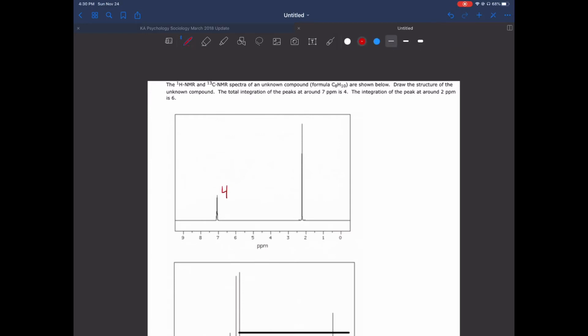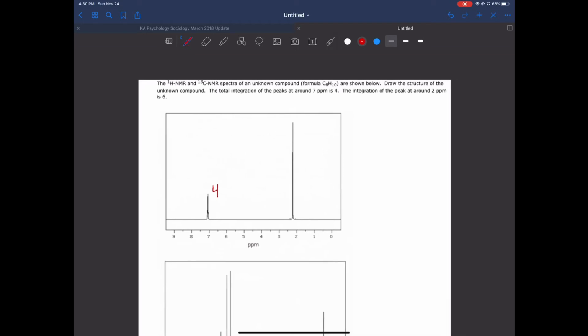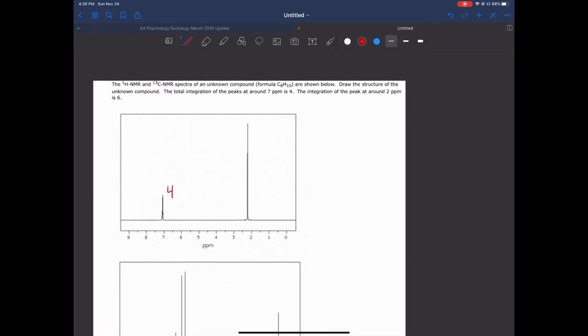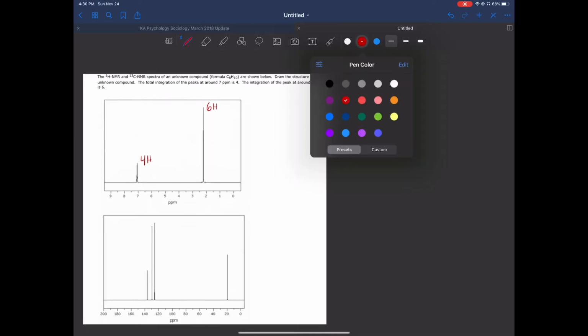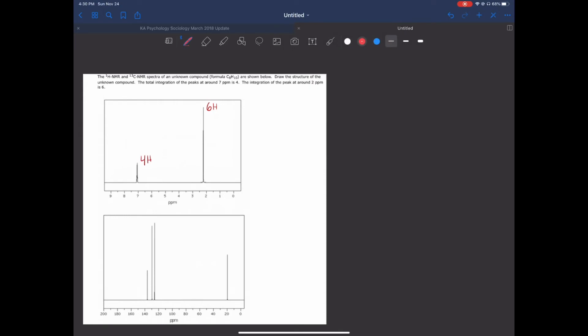That means that peak represents 4 hydrogens. And the integration of the peak at around 2 ppm is going to be 6. So 6, 4. All right, so that's a big hint. So always first step when you're doing HNMR, CNMR, IHD, always.